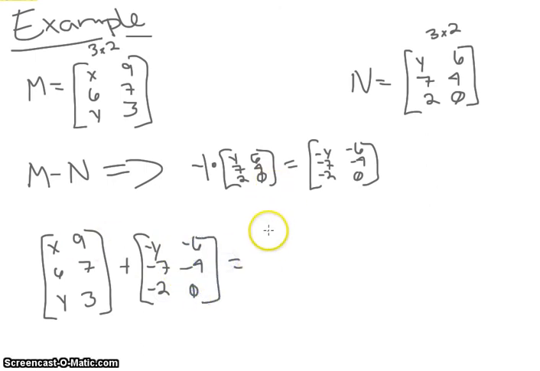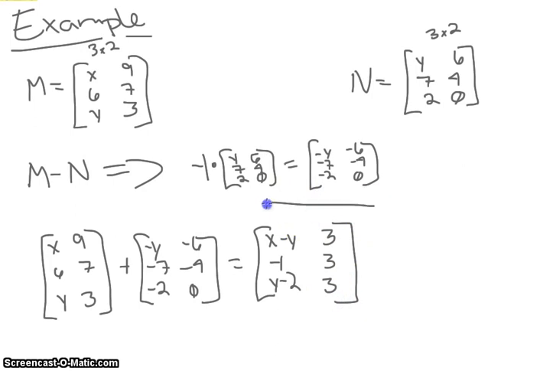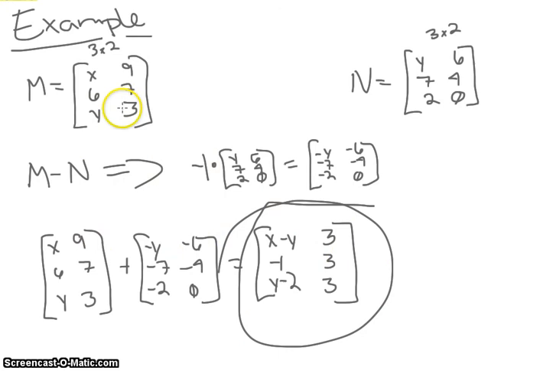This will give us X minus Y, 9 minus 6 is 3, 6 minus 7 is -1, 7 minus 4 is 3, Y minus 2 is just Y minus 2, and then 3 plus 0 is 3. So that is our difference here. Notice, again, dimensions are the same throughout the whole thing, and then you just multiply your subtracting matrices by -1 and then just add it.